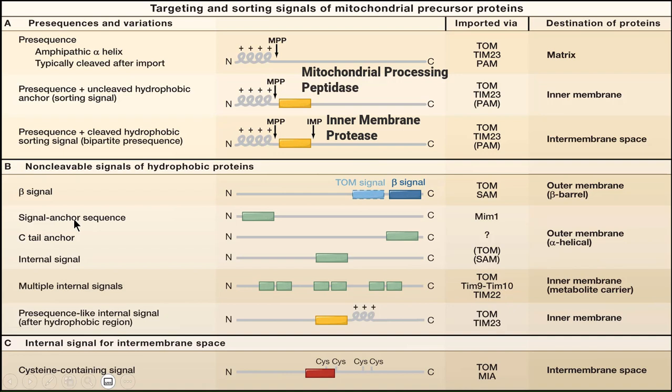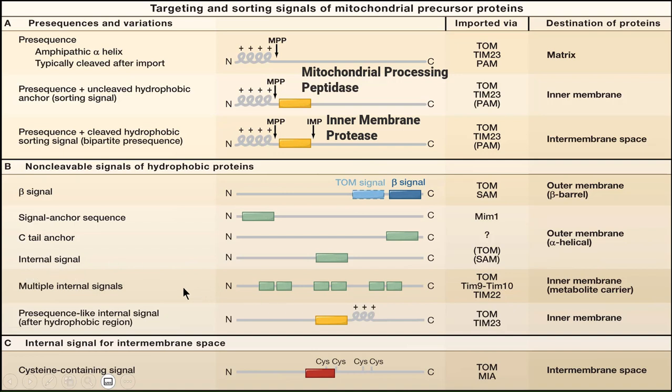The second structure is called the alpha helical proteins. Now, they have 3 variations. The first variation is that the sequence is present near the N-terminal that is going to integrate this protein in the membrane, and it is called a signal anchored sequence. It can also be present near the C-terminal, so it will be called a C-tail anchor. Or it can be present in the center of this protein and will be called an internal signal.